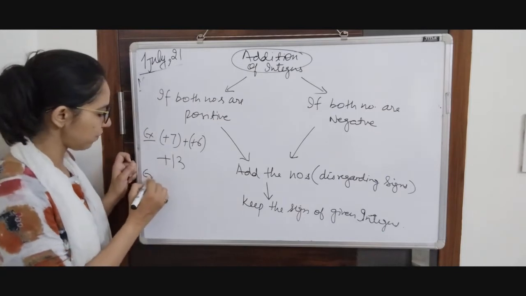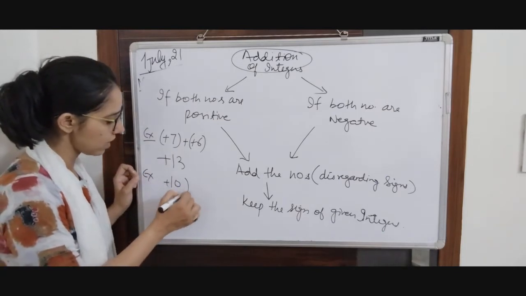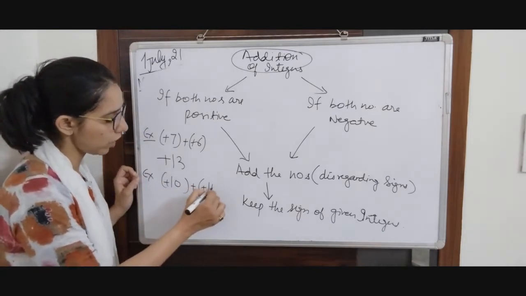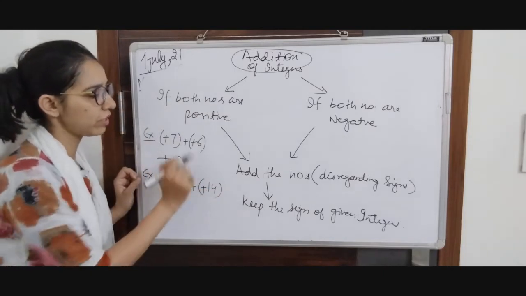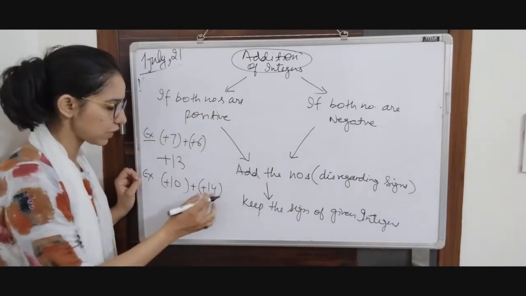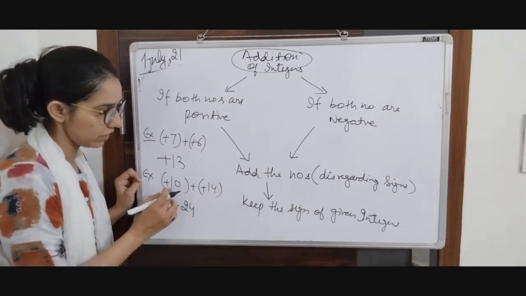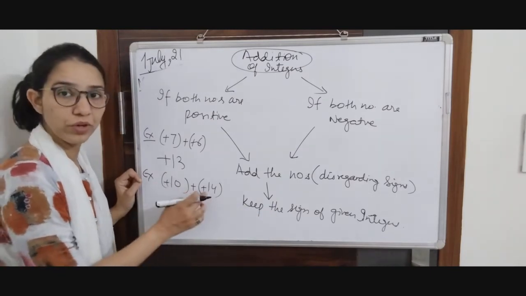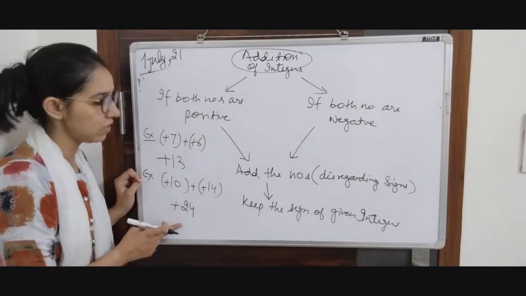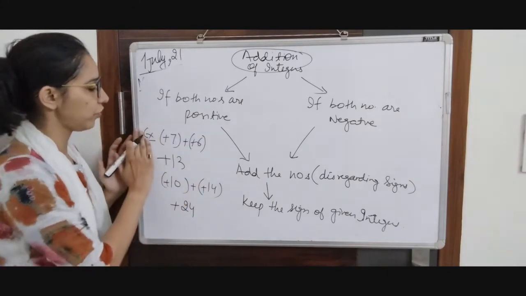Another example, suppose you are doing plus 10 and plus 40. Both numbers are positive, we will add the numbers. 10 plus 40, it is going to be 50, and keep the sign of given integers. So they were having plus sign, so we'll keep the sign. This was for positive numbers.